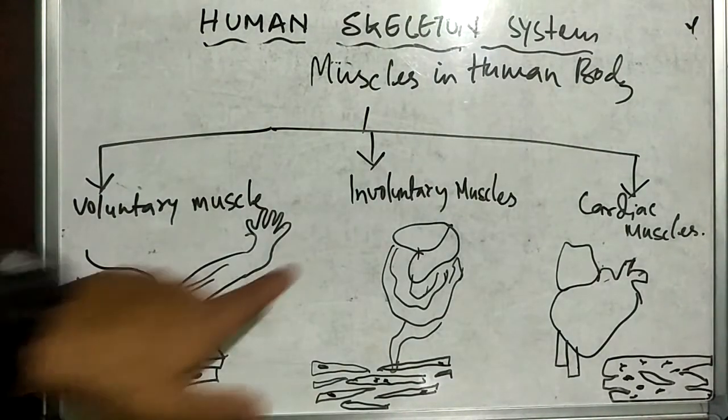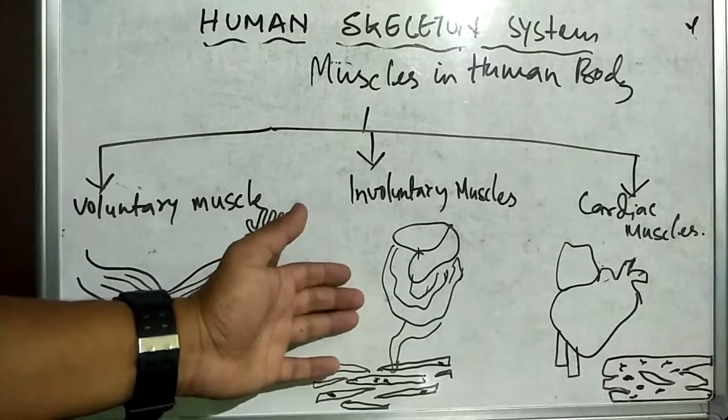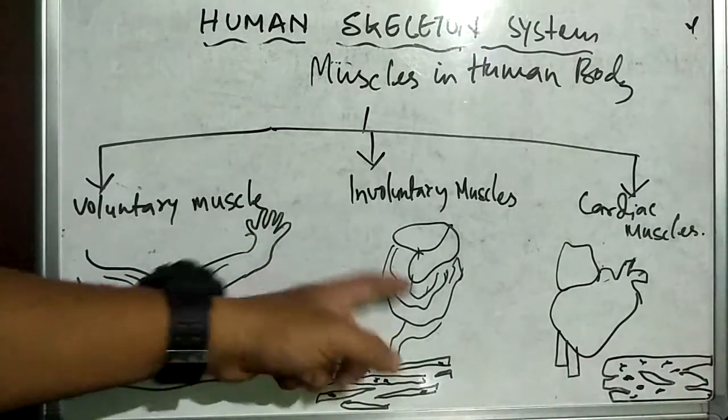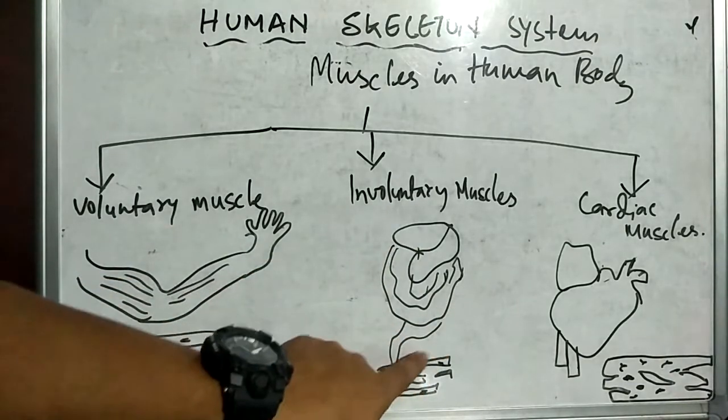Now in the involuntary muscles, you might find it hard to understand the figure. This is a picture of the stomach, this is the liver, this is your intestine, and this is your anus.